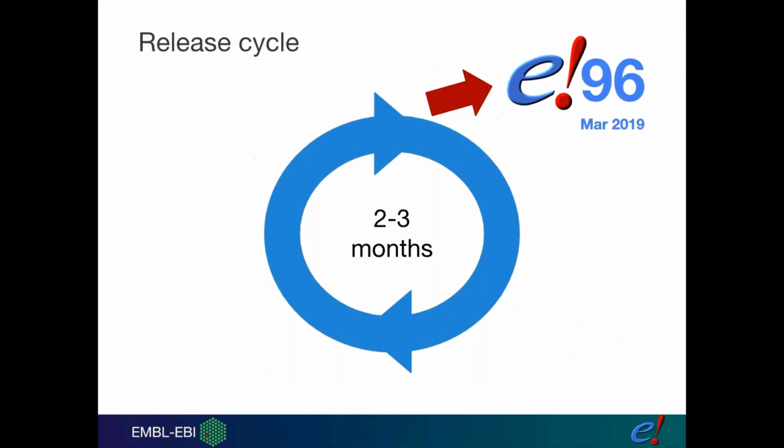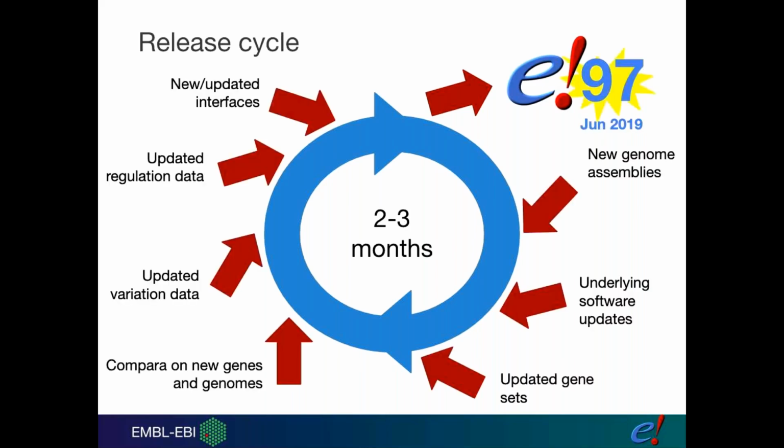We do release data in a 2 to 3 month cycle. So we're currently on Ensembl 96, which came out in March, and we're coming towards the end of this cycle. But what we've been doing over the past couple of months is adding in things like new genome assemblies, updates to the underlying software. We update the gene sets, we compare all our new genes, we update variation data, we update our regulation data, we change and update our interfaces, and later this month, hopefully, fingers crossed, we will have Ensembl 97 out before the end of the month.